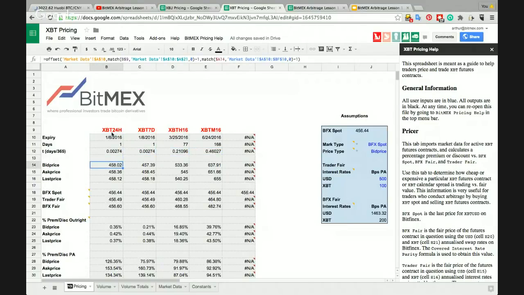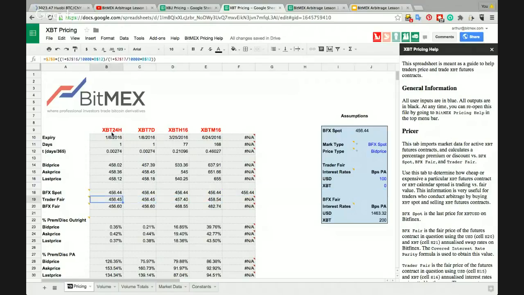So right now we've pulled in the market bid, ask, and last prices for these 4 contracts. And right now we'll just look at the Bitfinex spot price. So I have $456 in here for that. And then we have this column called Trader Fair. What does that mean? This is where you can put in your hurdle rates. Where do you borrow and lend money? So say that I, for 1 year, will pay 1%, so 100 basis points for US dollars, and I receive nothing on my Bitcoin.